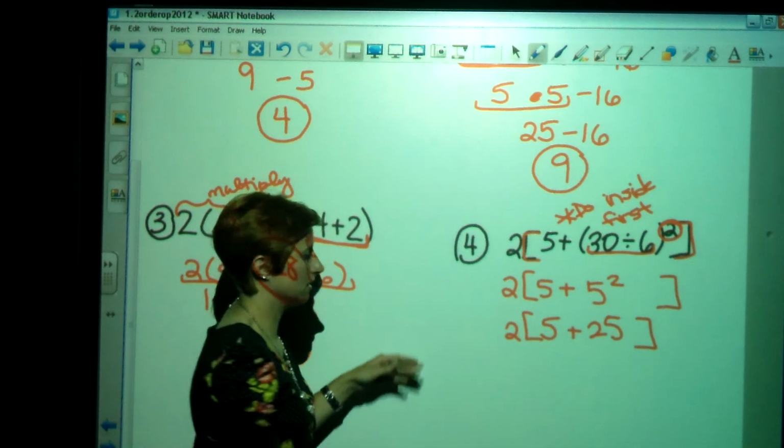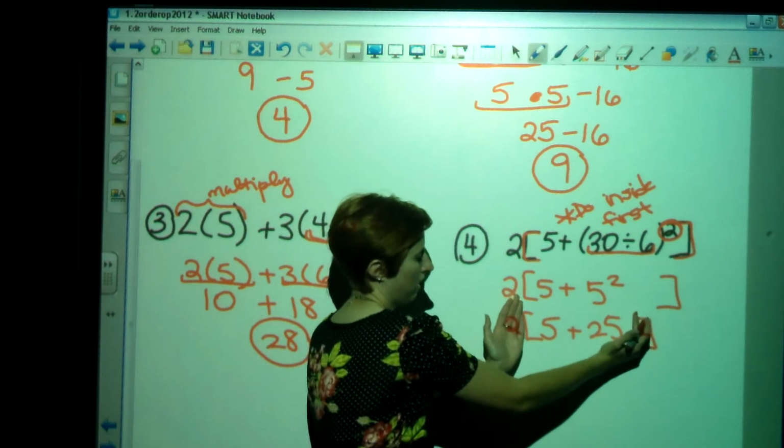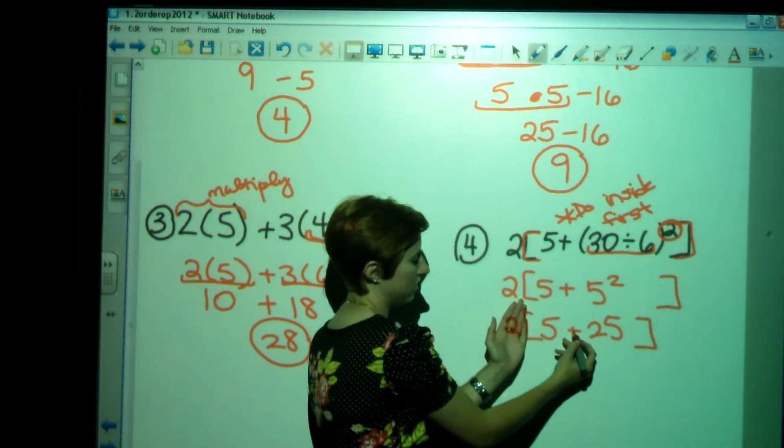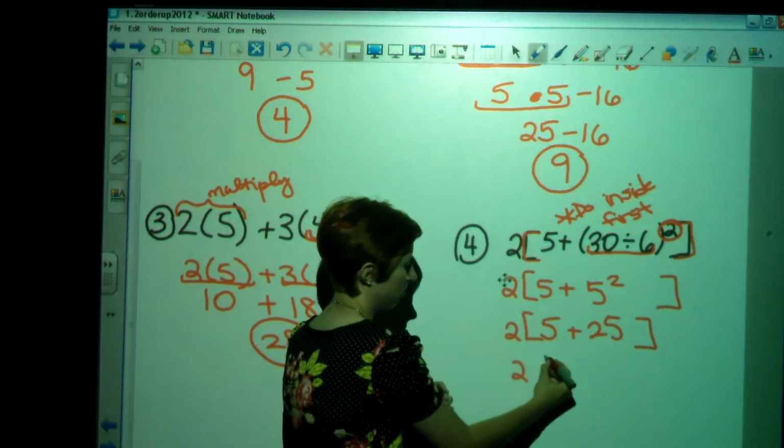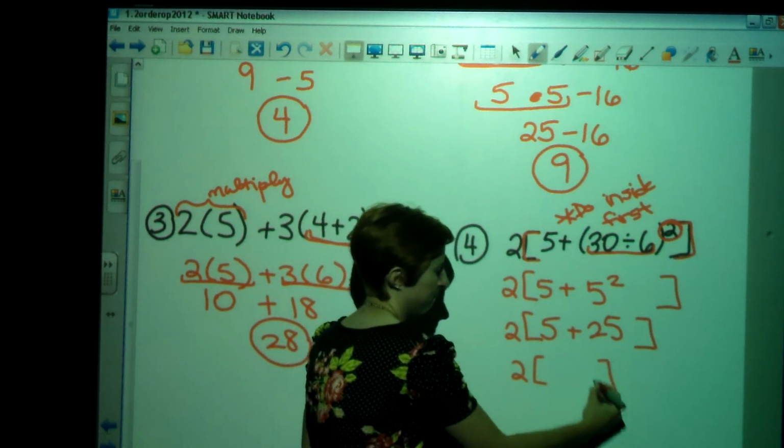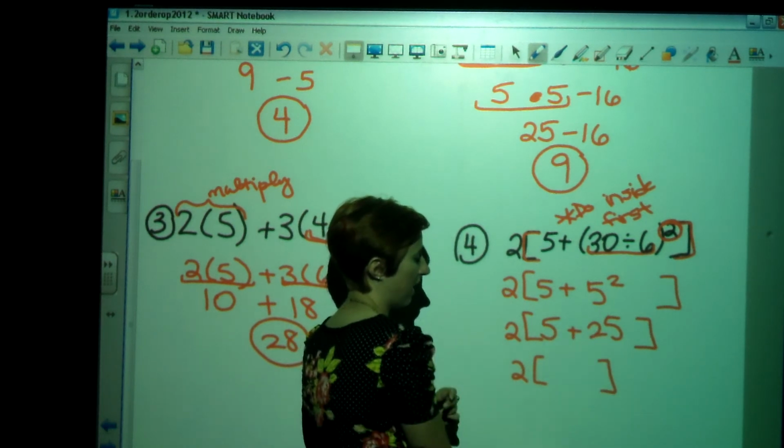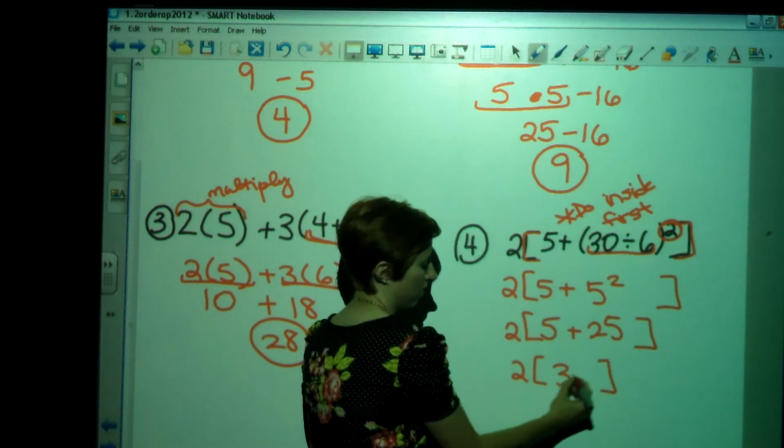Now, still looking inside the bracket, I have one last step, which is addition. So I'm going to drop down my 2 in my bracket again, and do 5 plus 25 is 30.